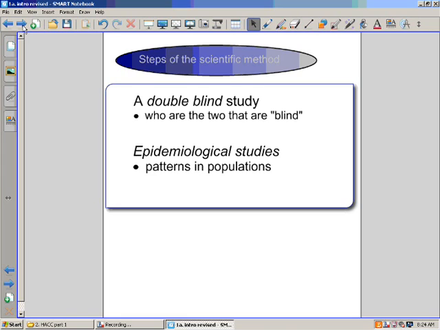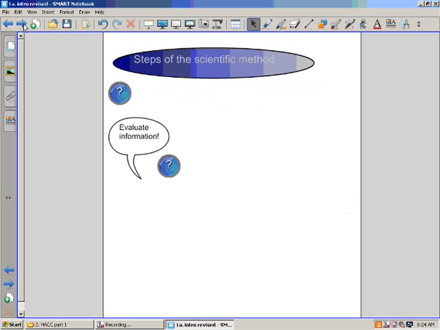Epidemiological studies just look for patterns in the population. For example, do blacks have a higher risk of heart disease? Do whites have a higher risk of obesity? And so we do this study to see a pattern emerge in the population in general.